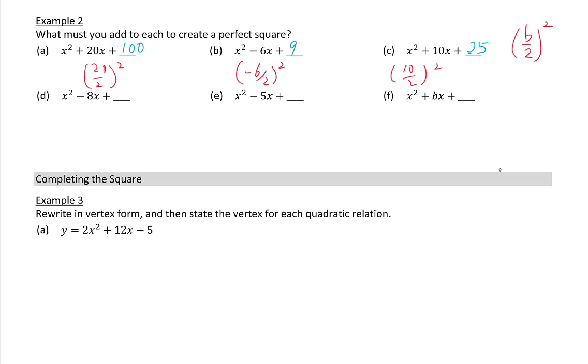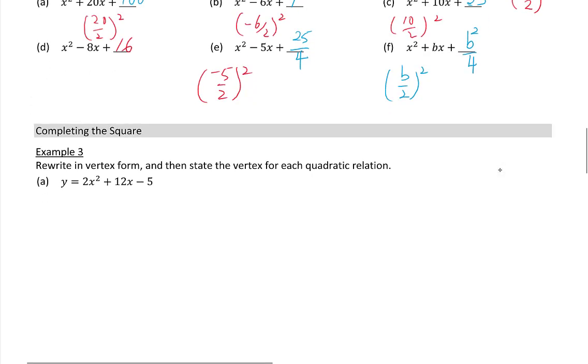So for D, I end up getting 16. For E, it is negative 5 divided by 2 and square it. Well, since that's a fraction, that's going to give me 25 over 4. And the last one, it is b divided by 2 and square. Well, what is that? That is b squared over 4. So to make a perfect square, we have to take half of the b value and square it, and that will give you the c value.